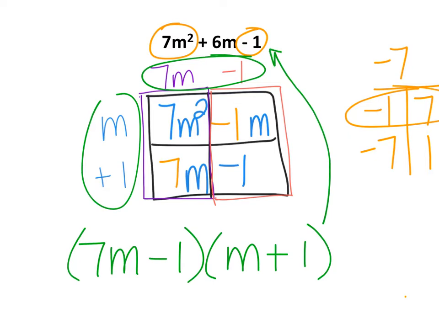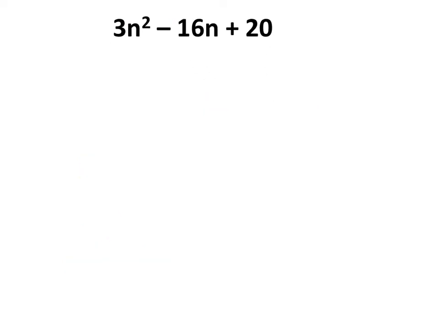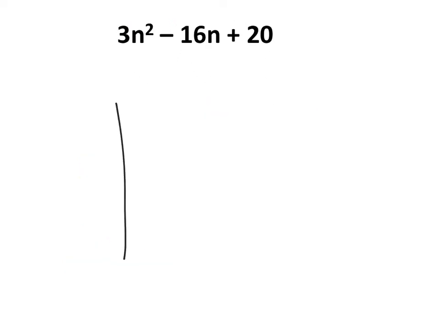Okay, let's do another one. 3n squared minus 16n plus 20. So I draw my box.